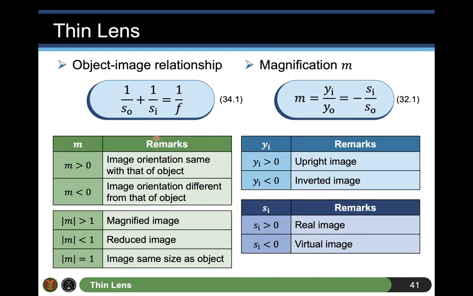So if M is positive, that means same orientation with the object. If M is negative, then inverted with respect to the object. For the magnitude ng magnification M, kung M equals 1, same size. M less than 1, lumiit, reduced. M greater than 1 is magnified. Same for the height. If yi is positive, image height is positive, then upright siya with respect dun sa object. Kung negative yung yi na makuha natin, inverted. And for the real and virtual image, ganun din. If SI is positive, real image. If SI is negative, virtual image. So same lang yung sign conventions with before.